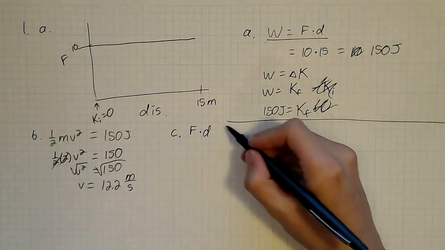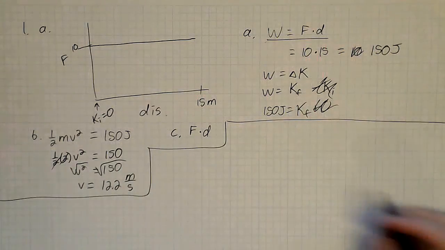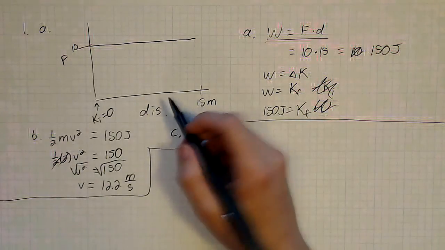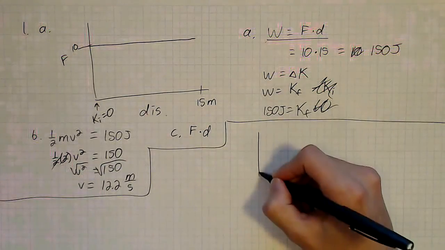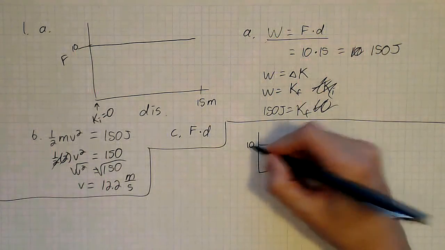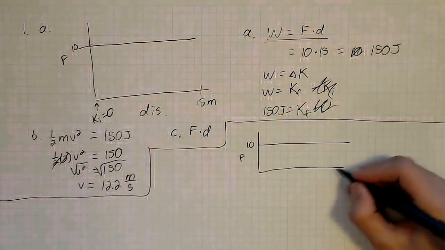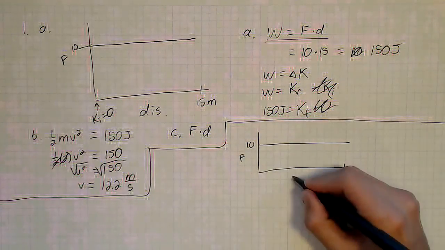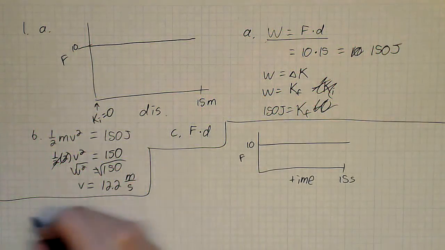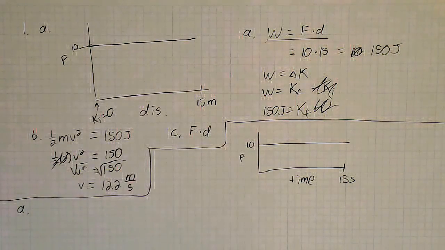Now question 2 is a very similar question, but instead of giving you force with respect to displacement, it gives you force with respect to time. So just to not confuse you, I'm going to redraw the graph. So we have force, again, is 10 for 15 seconds. This is time. And part A says, determine the momentum of the 2 kilogram object described by the graph at the end of the 15 seconds.